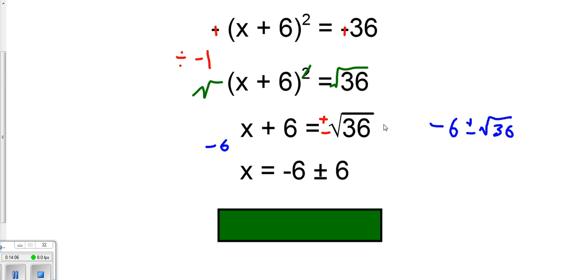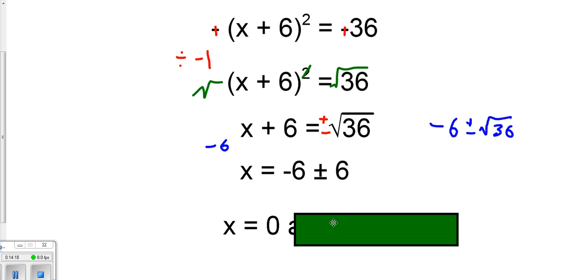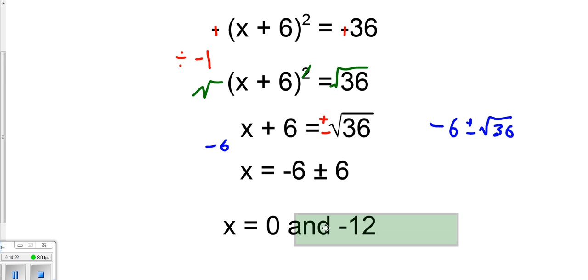And remember, the square root of 36 is 6. So we have negative 6 plus 6 or negative 6 minus 6. Now, if it was negative 6 plus 6, then we would say that x equals 0. If it was negative 6 minus 6, we would have x equals negative 12. So 0 and negative 12 are the two solutions for this equation. And that'll wrap it up for 8.4.